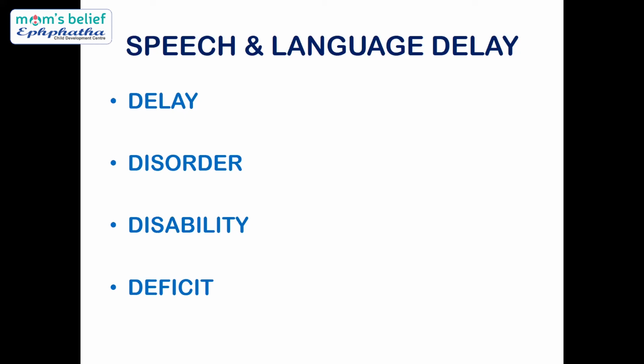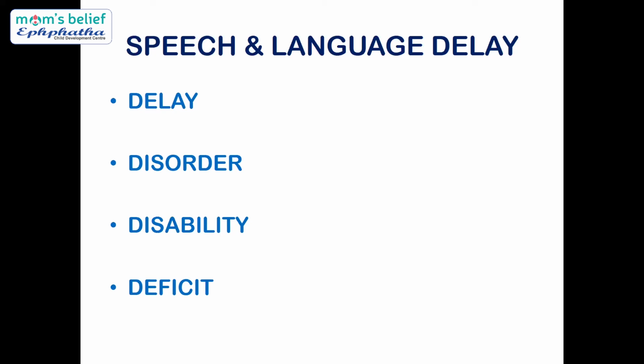When we say delay, it is nothing but a matter of time. That means what is supposed to happen at 1 o'clock, happened at 2 o'clock. That is nothing but a delay. What is supposed to happen at the age of 2 years, happened at the age of 3 years. That is a delay. The child was supposed to say the first word at the age of 12 months, but the child said it at the age of 18 months. That is a delay.